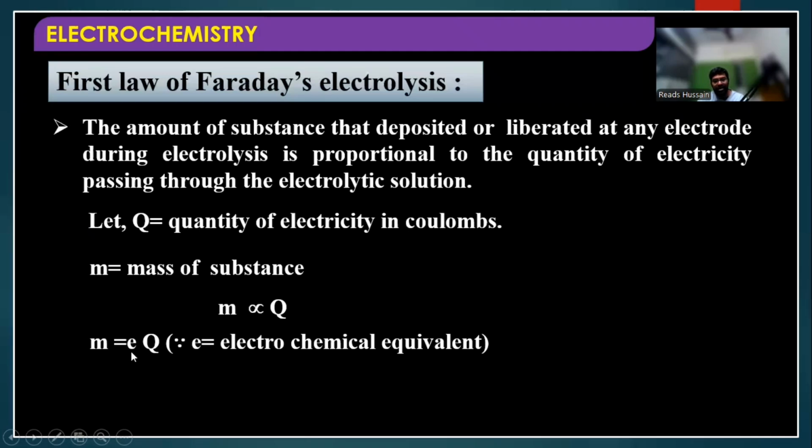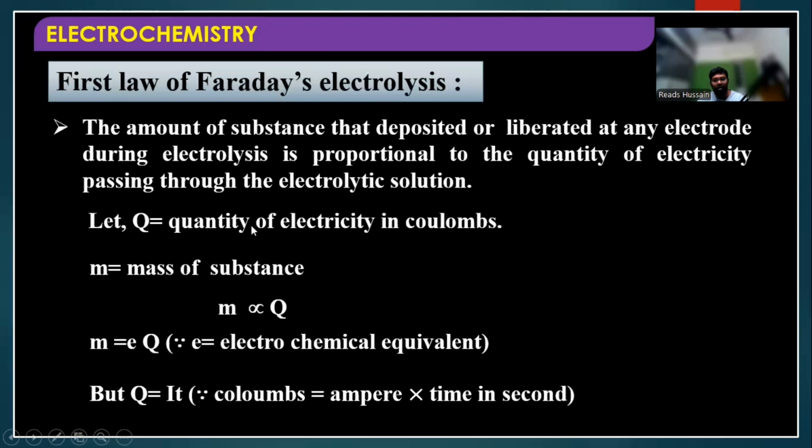E and Z, the meaning is same. That is electrochemical equivalent. Here Q is what? Q is quantity of electricity in coulombs, no? And in physics, you might have studied quantity of electricity in coulombs is equal to current in amperes into time in seconds. 1 coulomb is equal to 1 ampere current per second. That is coulomb.